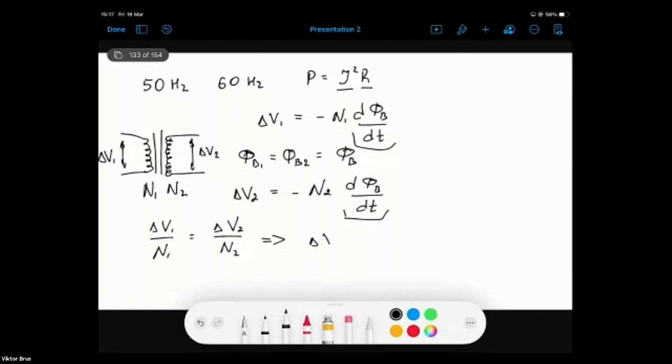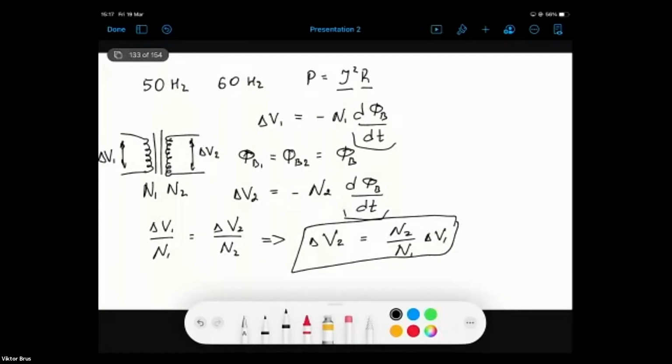So let's say we want to determine what will be the voltage at the terminals of the secondary coil, and that will be N2 divided by N1 times delta V1. So we see this very simple equation, which really describes and explains how an AC transformer operates.